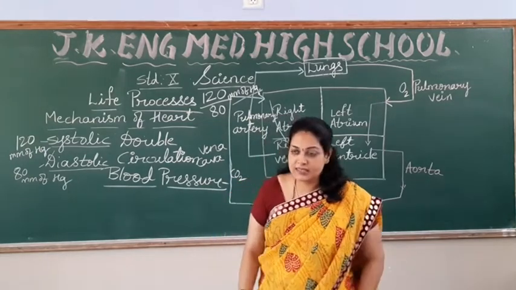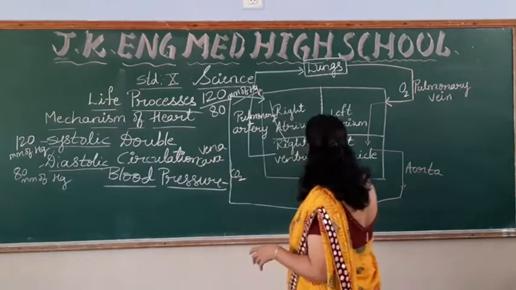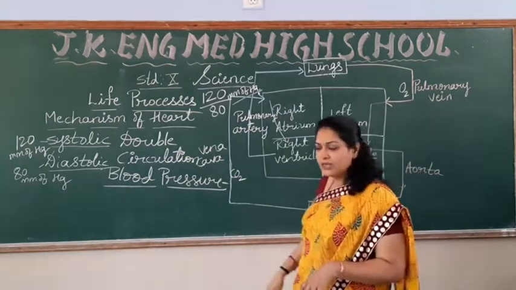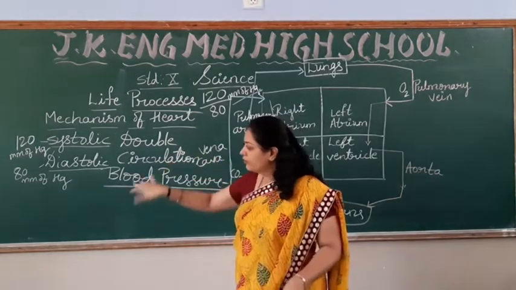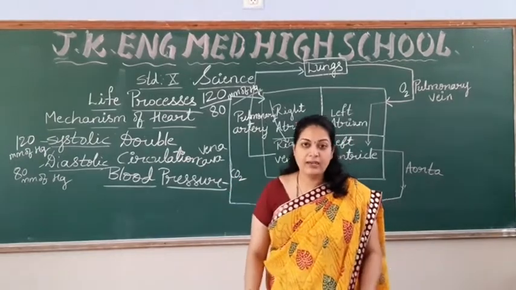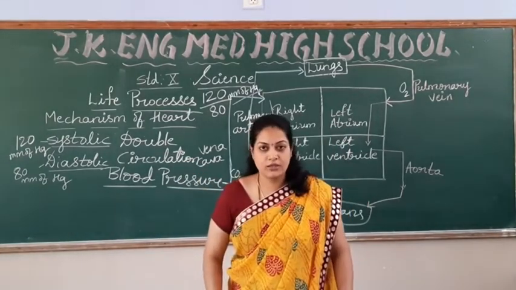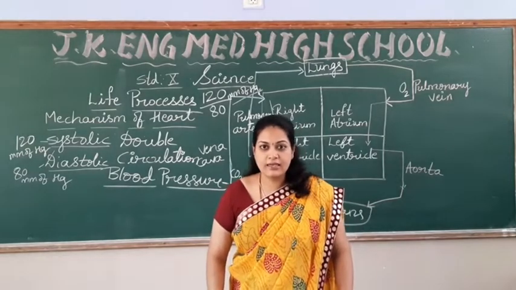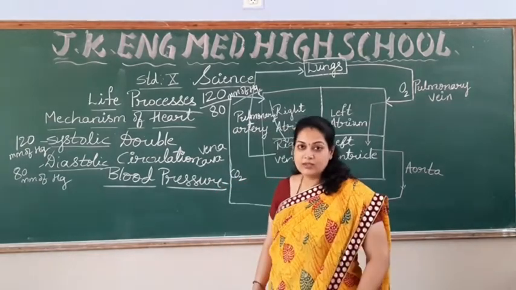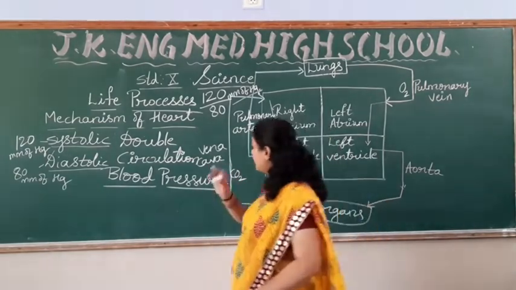Then we will just understand what pressure creates on the wall of the heart, that is called blood pressure, with the two types, systolic and the diastolic pressure. Right students, understanding? So coming to the next one, that is about heartbeat.